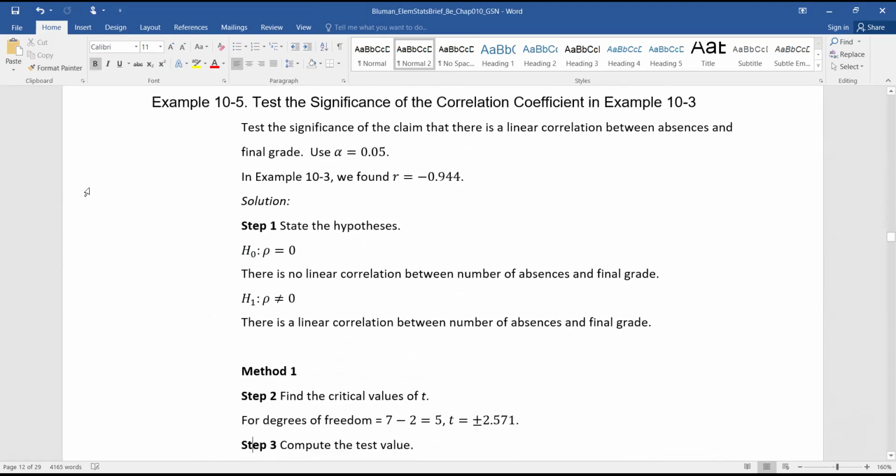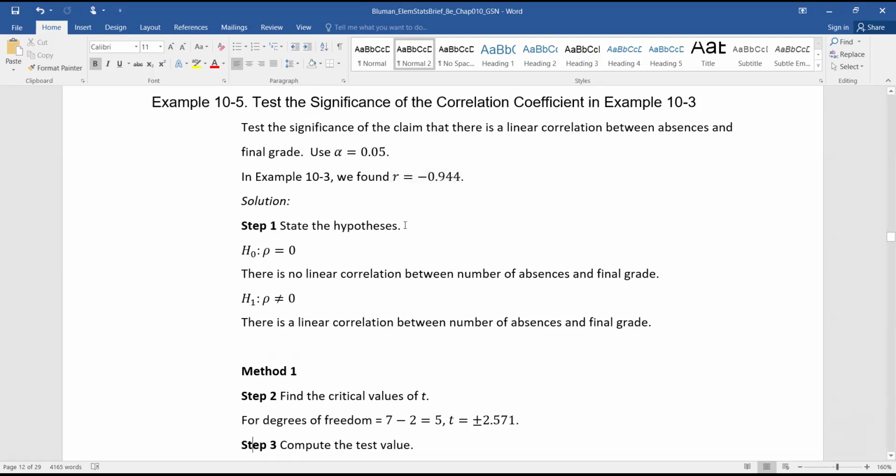So looking at example 5 here, it says we're going to test the significance of the correlation coefficient from example 10.3. So we test the significance of the claim that there is a linear correlation between the absences and final grades. Given that alpha is 0.05, we rounded our R to negative 0.944.